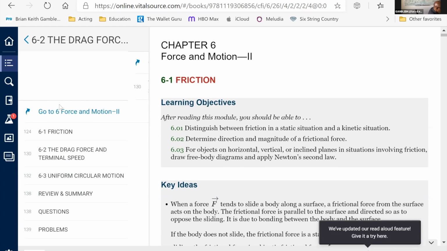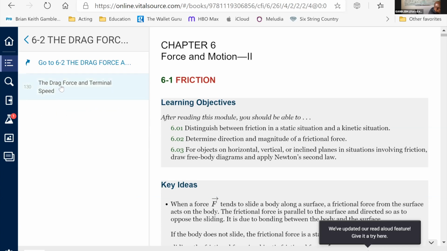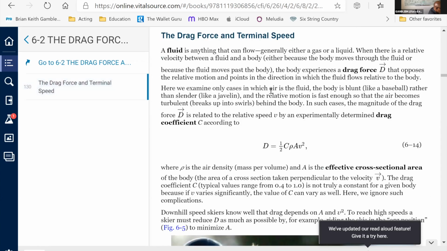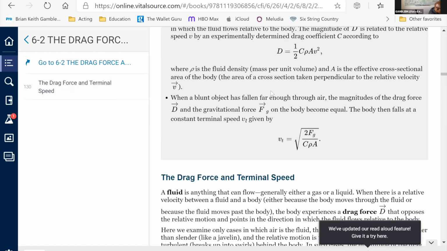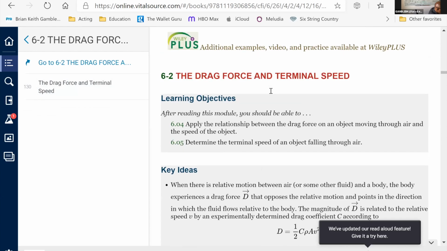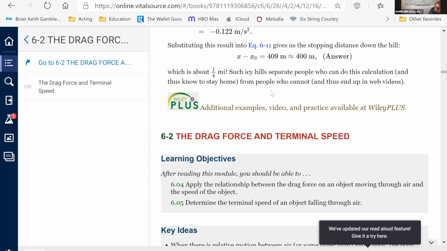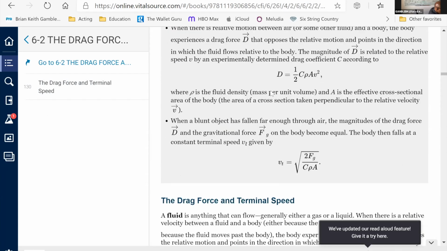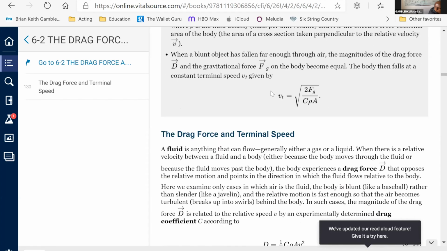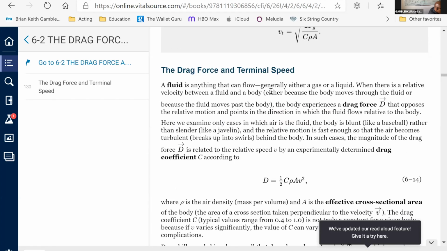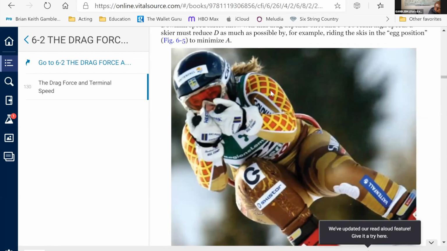Drag. Okay. Drag force, terminal speed. Yeah, okay, so drag force, terminal speed, and so on. They don't have much at all. It doesn't really explain everything I went through. So they just give you the formula and have you solve for the terminal speed. Okay, fair enough. They don't give an equation of motion.